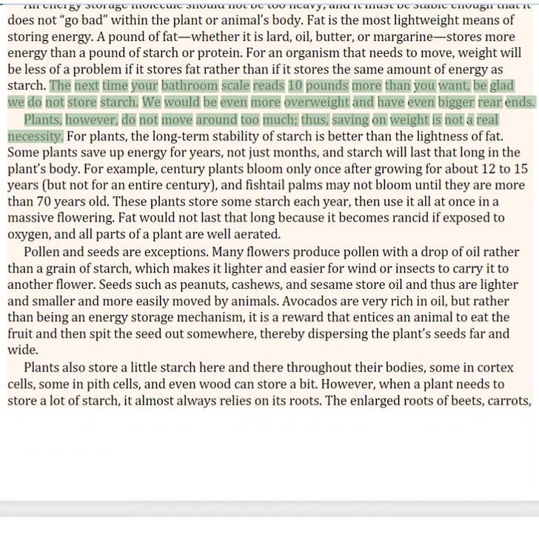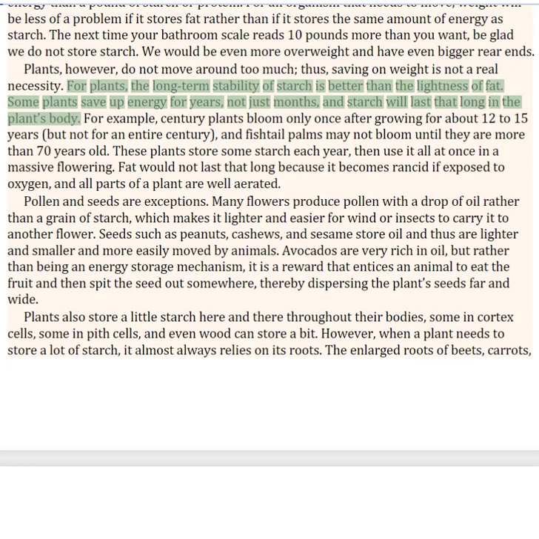The next time your bathroom scale reads 10 pounds more than you want, be glad we do not store starch. We would be even more overweight and have even bigger rear ends. Plants, however, do not move around too much, thus, saving on weight is not a real necessity. For plants, the long-term stability of starch is better than the lightness of fat.